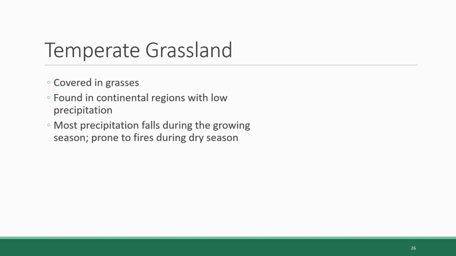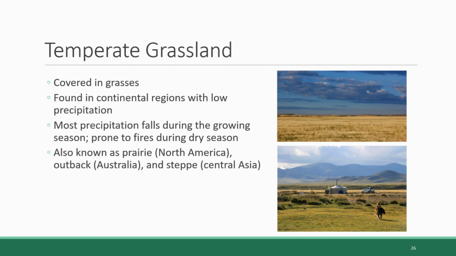And grasslands occur all over the world, and there are some regional terms that are used to refer to them on different continents and in different countries. So, in North America, one common term for our grassland here is prairie. The upper photo that you see here is of some prairie in Montana. And then in Australia, it's generally called outback. In Central Asia, it's called steppe. And the lower photo is of a steppe landscape in Mongolia.